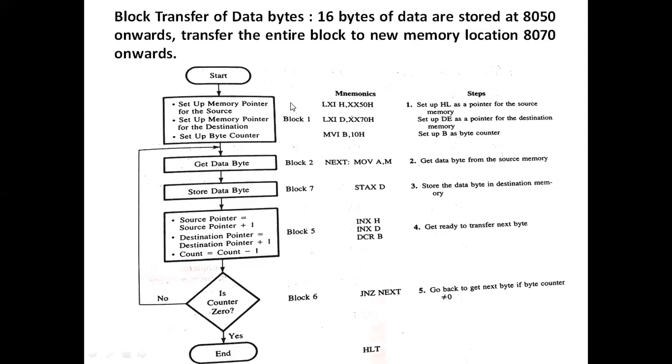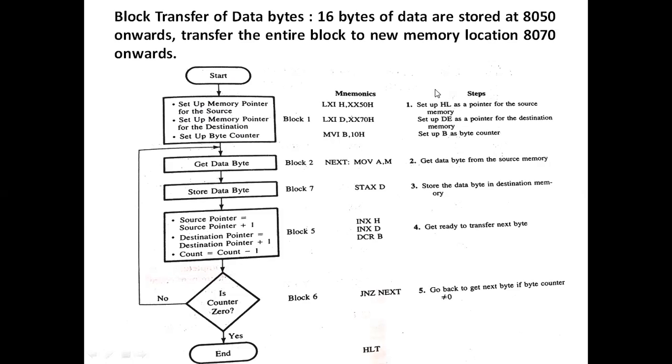Before writing the program, we must first draw the flowchart, which gives you the step-by-step procedure, the process by which you are able to solve this problem, that is the block transfer of data bytes. So we will start, and after starting, first of all, we will set up the memory pointer, meaning the source memory location.